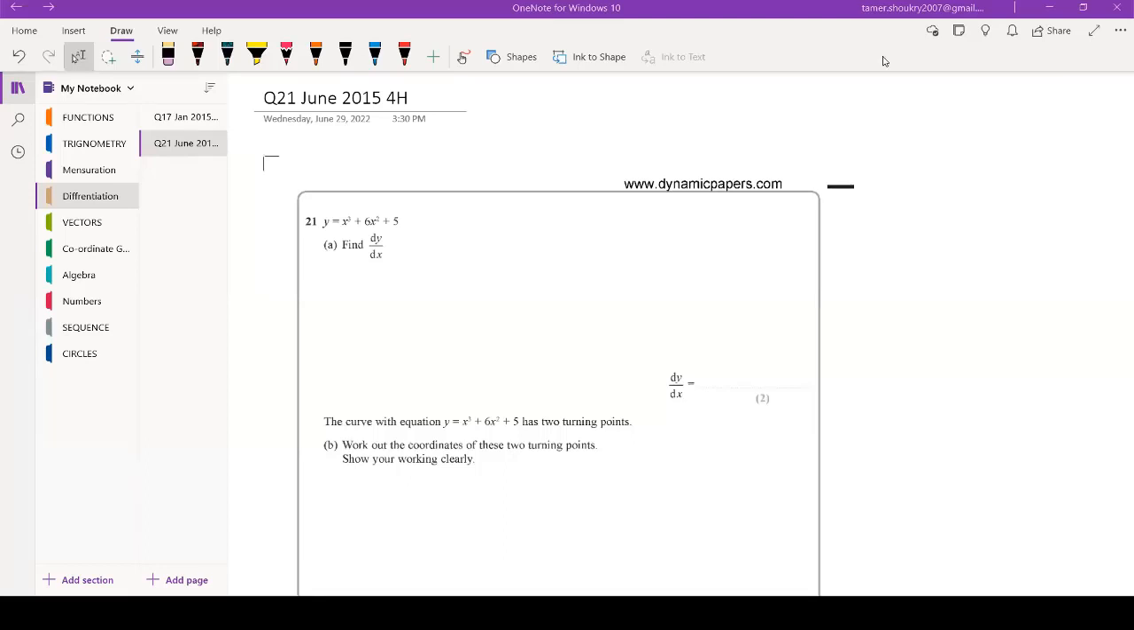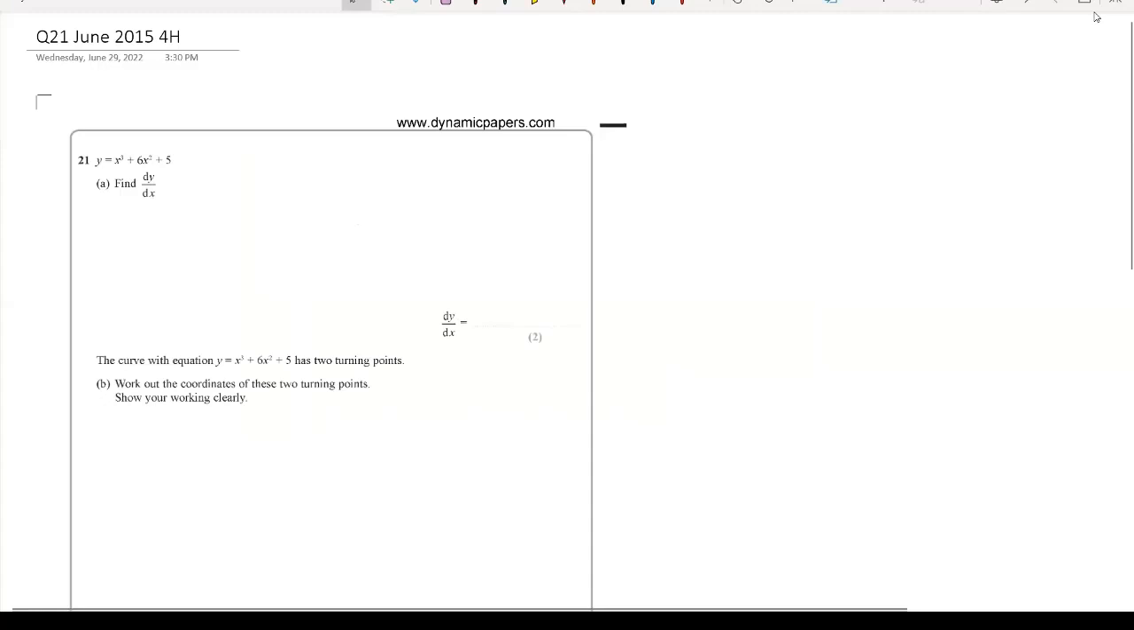Hello everyone. In this video, I'm going to answer a question on differentiation. The question is straightforward. You have a curve y equals x cubed plus 6x squared plus 5, and you want to find dy by dx, or the derivative of y with respect to x. So we just remember the rule together.